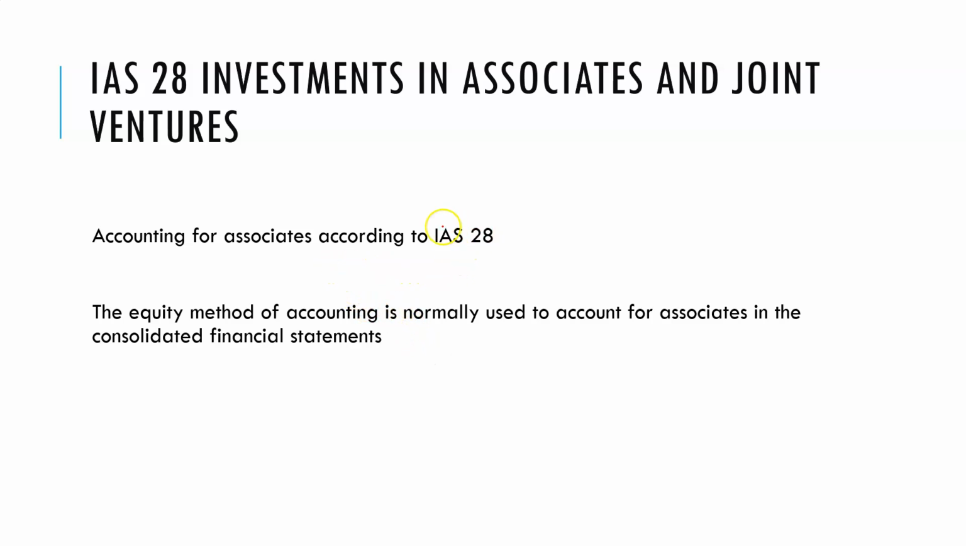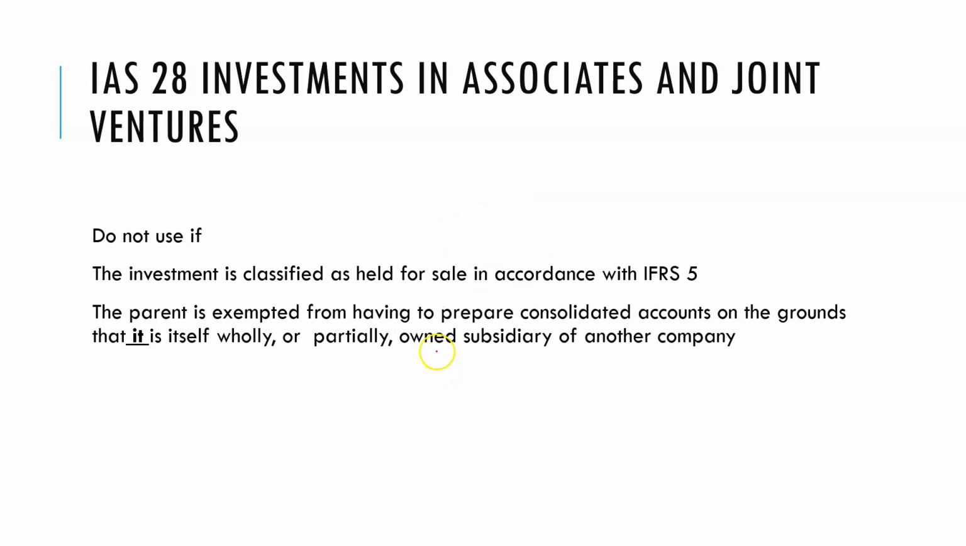Accounting for associates, the relevant standard is IAS 28. The equity method is what's normally used. We do not use it if the investment is classified as held for sale in accordance with IFRS 5. So we recognize an asset as held for sale under IFRS 5. We don't say it's an associate.